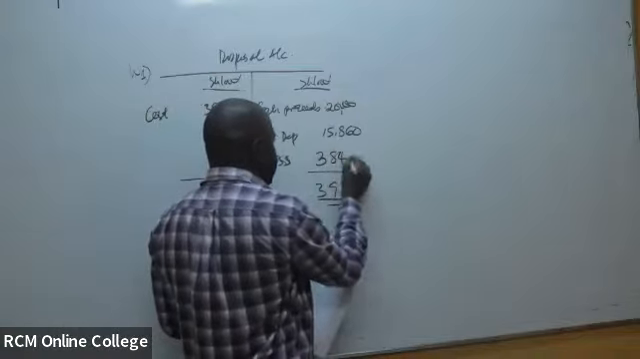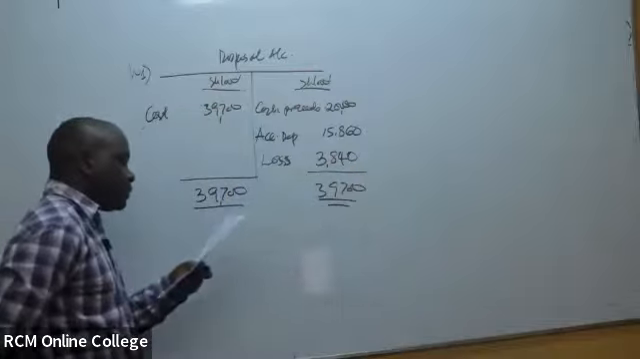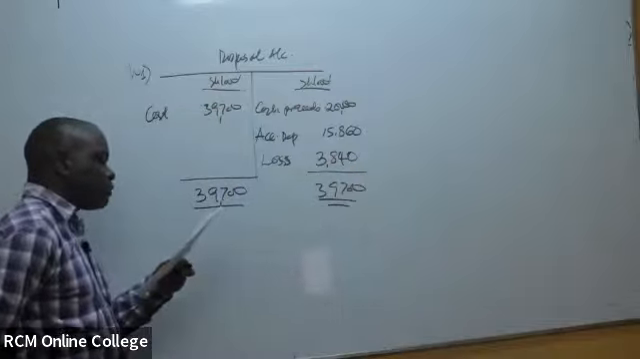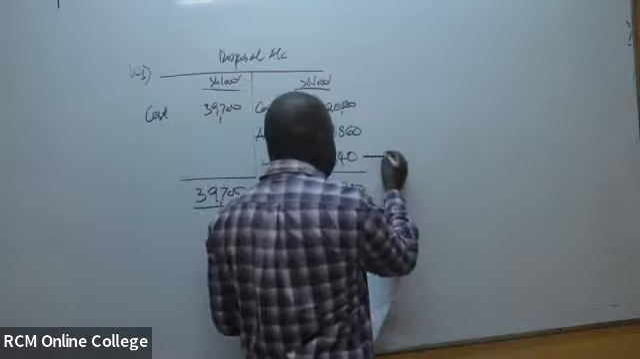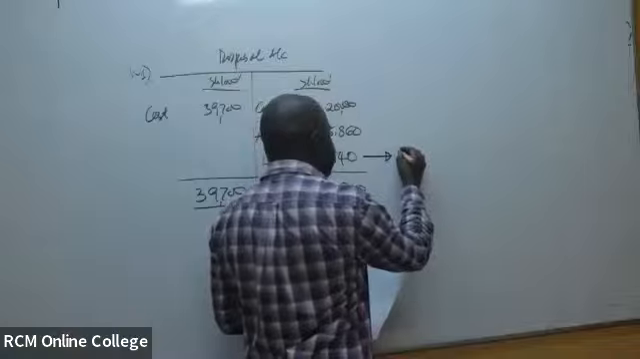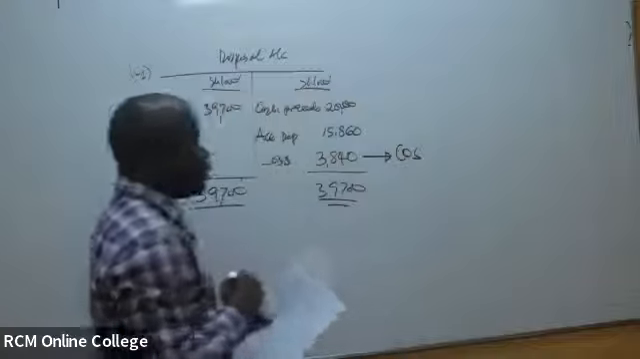So 3840. What have we been told about this 3840? It is the company's policy that any gain or loss on disposal of plant should be included in the cost of sales. You don't have to forget. You put it there immediately. This one will go to the cost of sales.